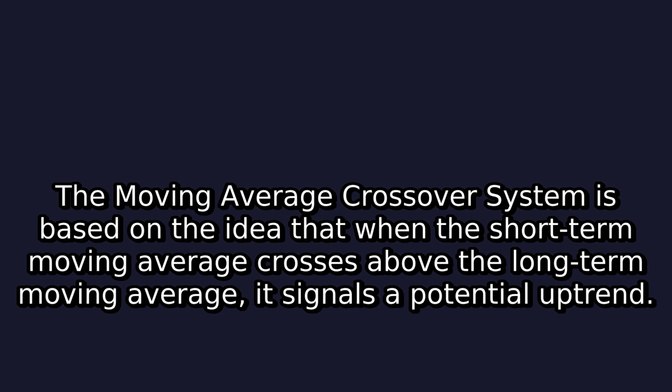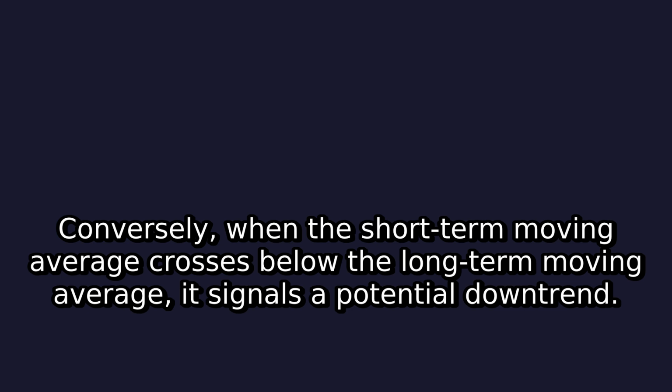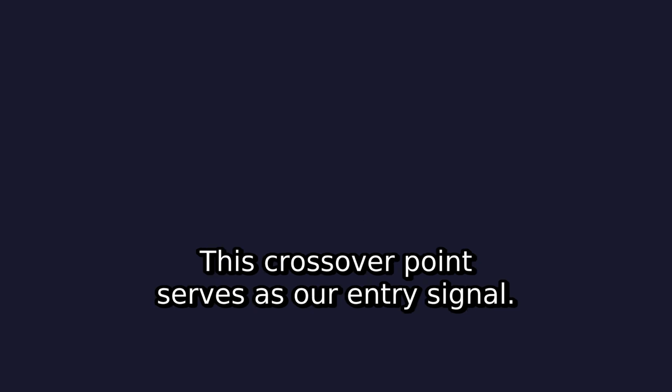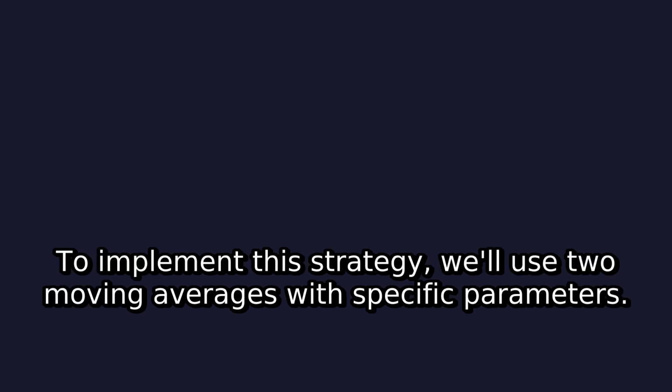The moving average crossover system is based on the idea that when the short-term moving average crosses above the long-term moving average, it signals a potential uptrend. Conversely, when the short-term moving average crosses below the long-term moving average, it signals a potential downtrend. This crossover point serves as our entry signal.